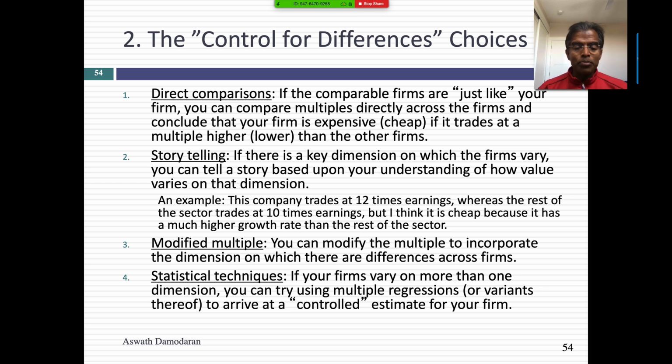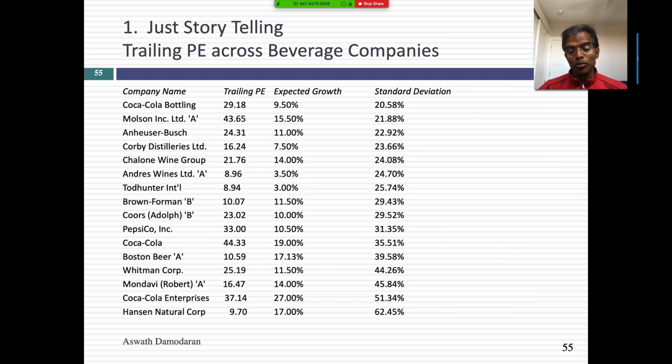But I'll give you my preferred choice, because I like large samples of 50, 60, 70 companies or even 25 companies. I can't do direct comparisons. Storytelling makes me dizzy. How many stories can you tell? I can't modify the multiple easily, so I draw on statistics. I use a chapter in statistics on multiple regressions, a chapter I never thought I'd need after my statistics class, but it's turned out to be incredibly useful to control for differences.